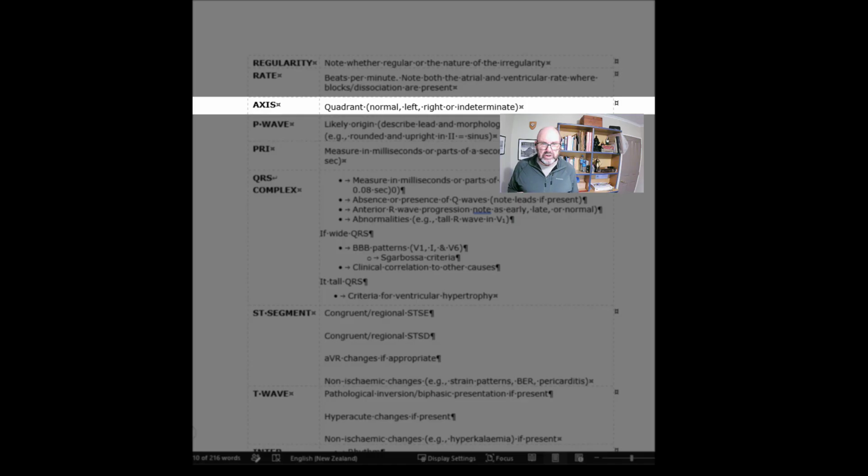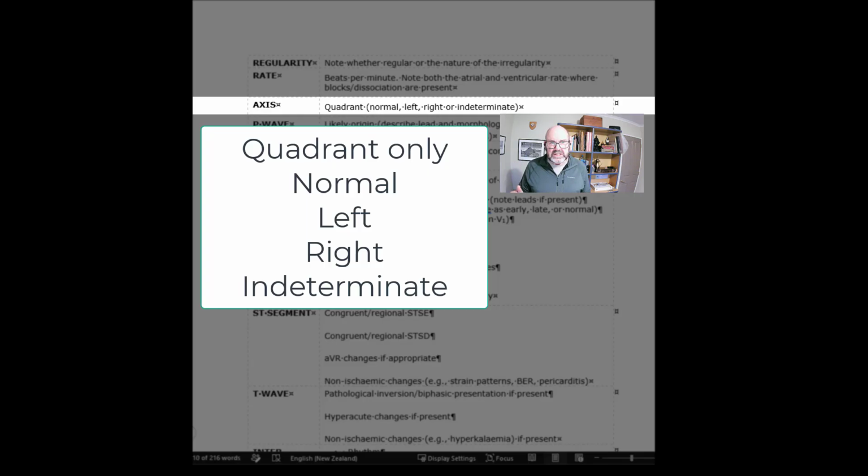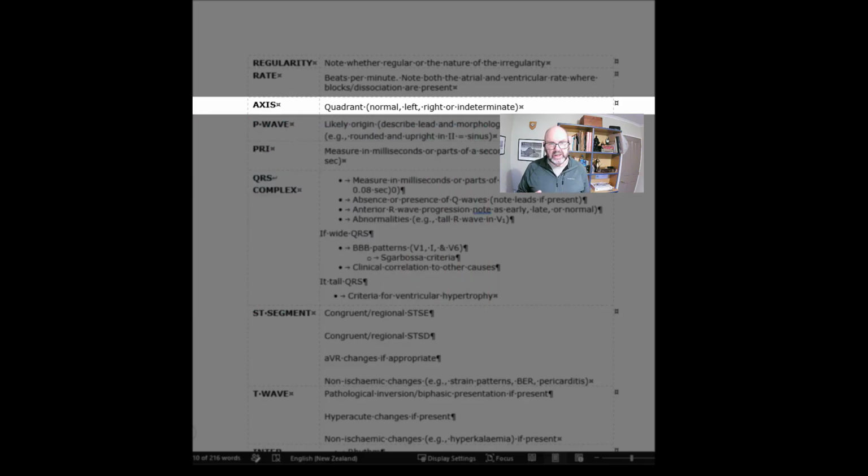Next on the list is to determine the cardiac axis. For this paper, the requirement is to determine which quadrant the QRS axis falls in. It suffices to note this as being either normal, right, left, or indeterminate, and this is based on the polarity of the QRS deflections in leads 1, 2, and AVF. This information will help determine the nature of non-acute cardiac syndrome related changes, such as hypertrophy, for instance.